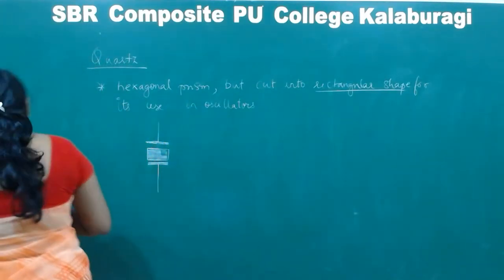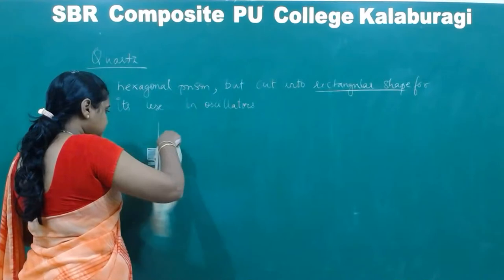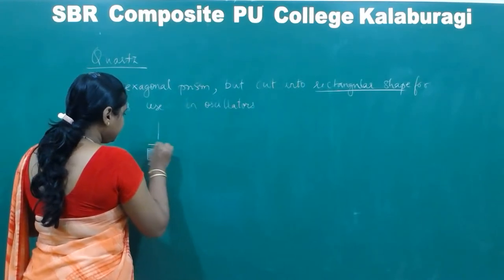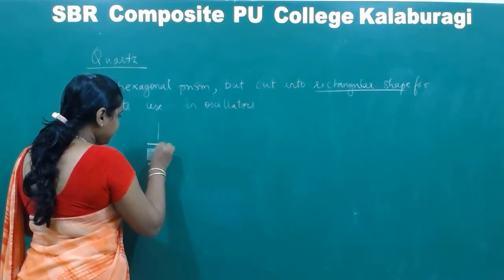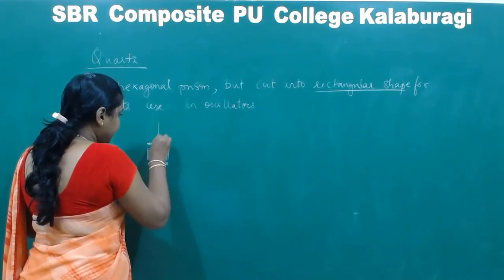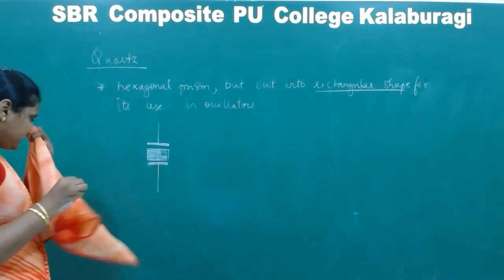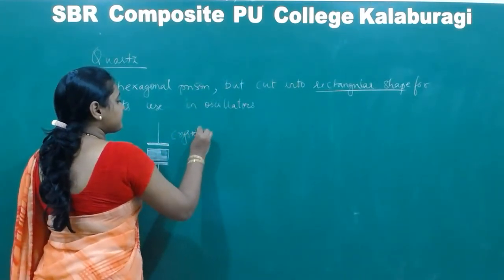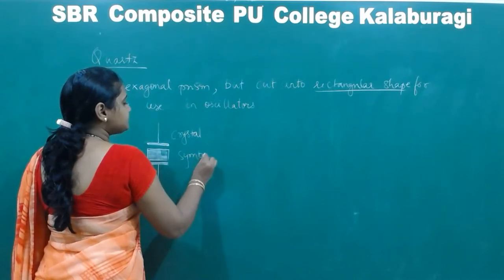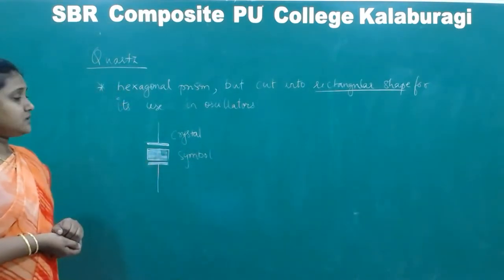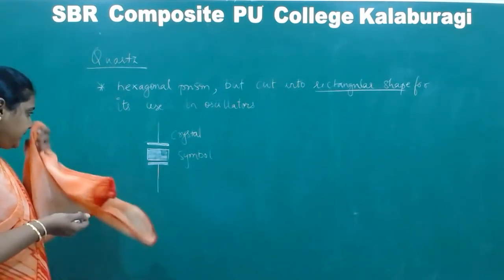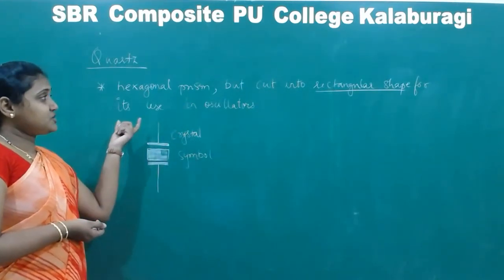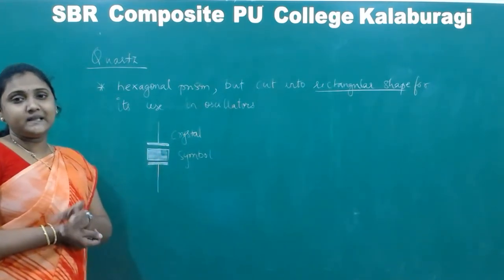This is the symbol for crystal. The crystal cut into the rectangular shape is placed between the two parallel metal plates. Okay, this is placed between two parallel plates. So this is the symbol of crystal. Okay, so this is how a crystal will be connected in a circuit. The crystal that is cut into rectangular shape for its operation in the oscillators is placed between two metal caps, otherwise two metal plates.